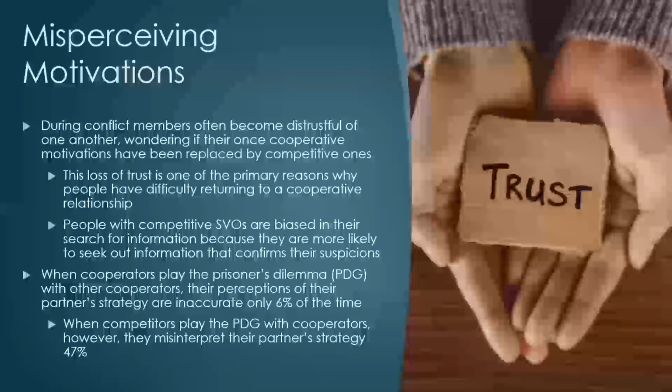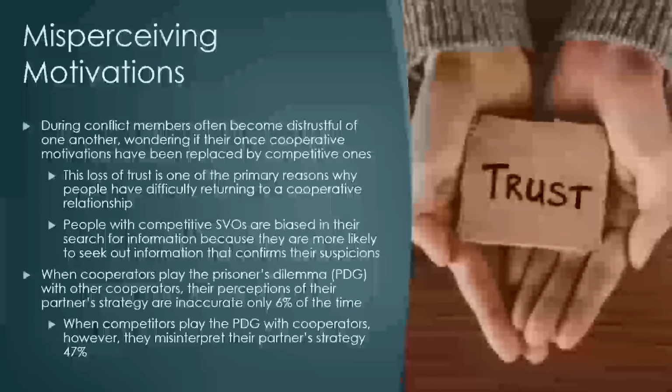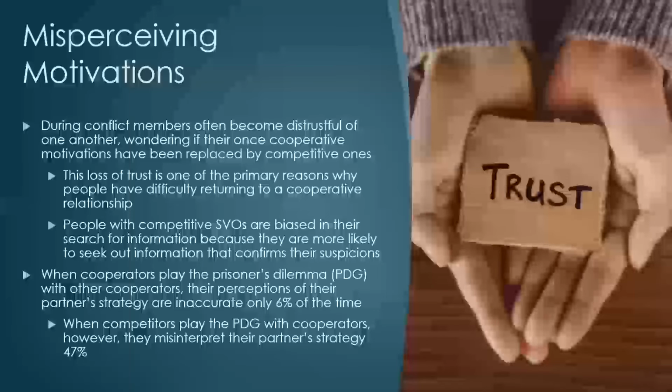And so there's this whole thing called the prisoner's dilemma. I won't get super into it. You can either cooperate or compete. But the whole idea here is that cooperators that were playing with other cooperators were wrong about the other person's motive only 6% of the time. Competitors were wrong 47% of the time. They're constantly thinking that people are out to get them, that people are there to take something from them. And so this really plays into how conflict unfolds in the moment. And that's what needs to be overcome.